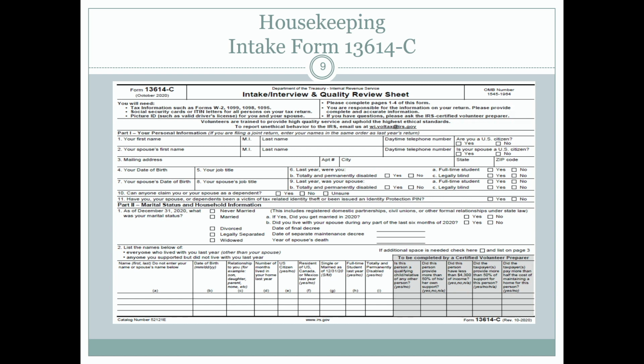also their marital status, as well as household information, anyone that is living in the home with them. And then also at the very top, it talks about things that will be needed. Identification, tax document forms, social security cards, or ITIN cards, or picture ID. Things that a tax client would need to bring in, the taxpayer and or spouse would need for us to complete the tax return.